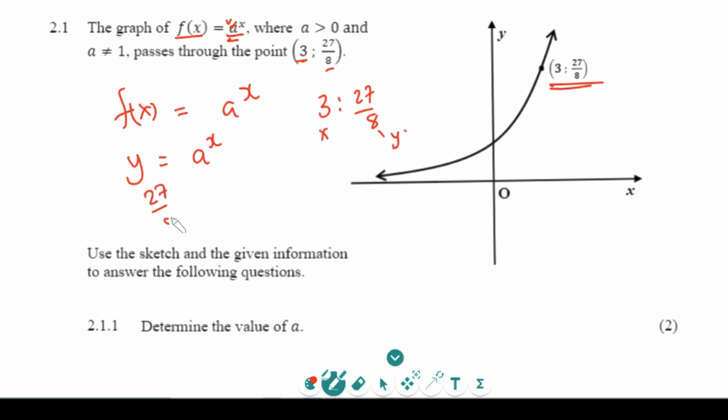So 27 over 8 is equal to a to the exponent of 3. Then I need to find the cube root, so that 3 goes and I'm left with a. The cube root of 27 is 3, and the cube root of 8 is 2. Which means my a is 3 over 2.